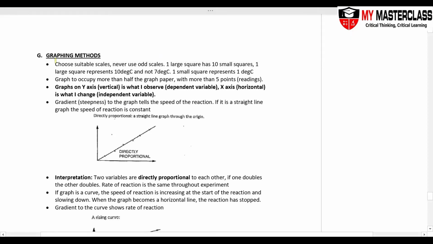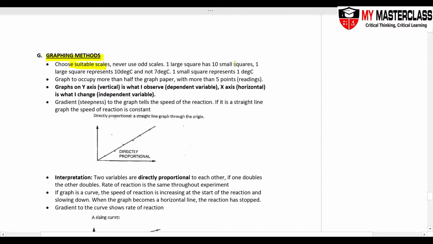Okay, this part we are going to look at the graphing methods. If your school teaches you to present the results of your experiments in a graph, then we will have to know this graphing method. When we do graphs, choose suitable scales, don't choose obscure ones.